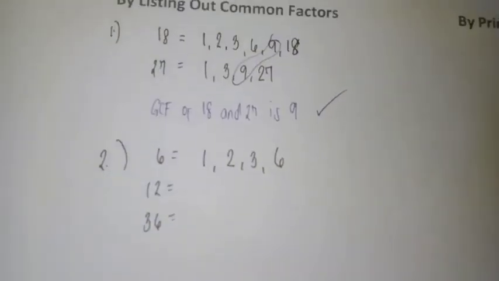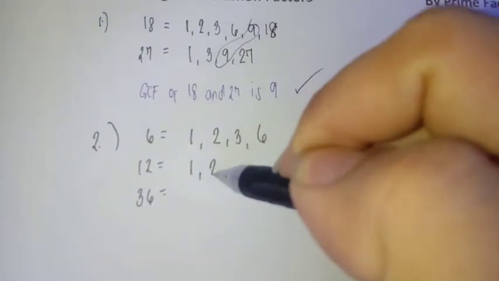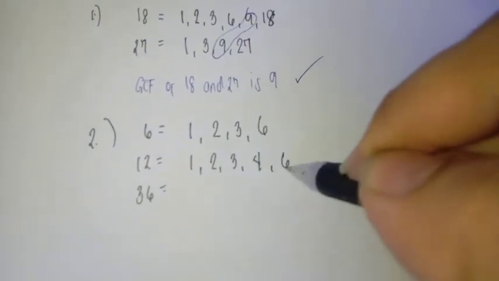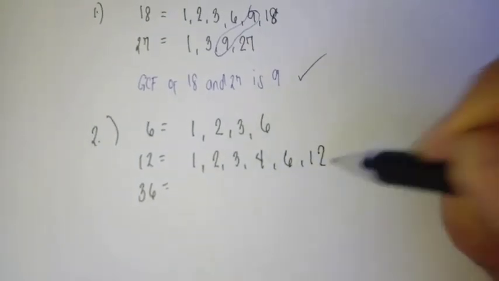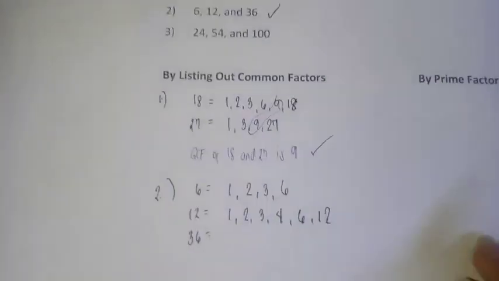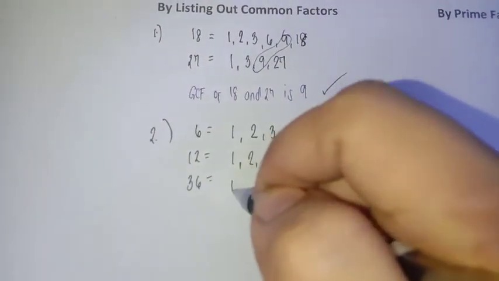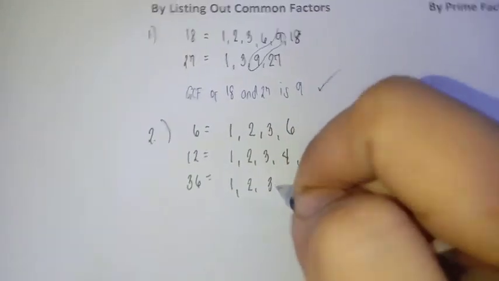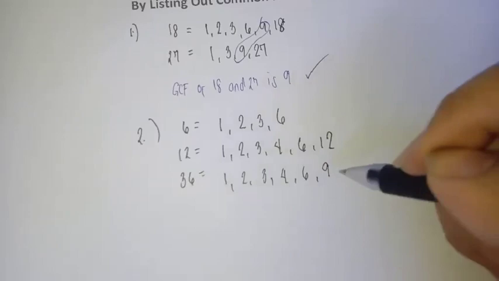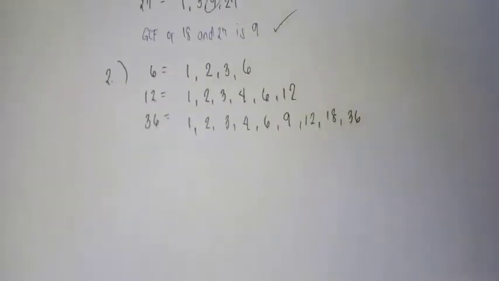How about for the number 12? Factors are 1, 2, 3, 4, 6, and 12. So these are factors of number 12. Last number, we have 36. Factors are 1, 2, 3, 4, 6, 9, 12, 18, and 36.